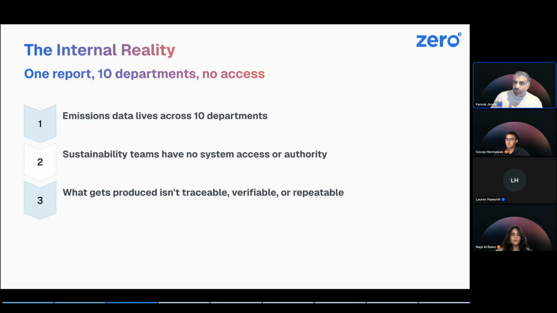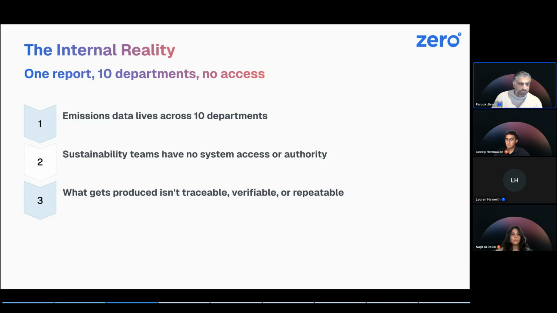And then, is it verifiable? And then is it repeatable? So can I consistently get that information monthly, or do I get it once a year? And do I exchange 20 or 30 emails to make it happen? So that's what we see as the internal reality.